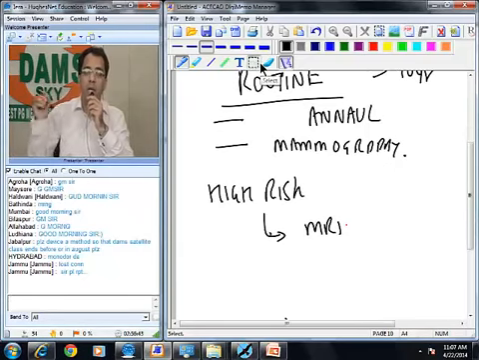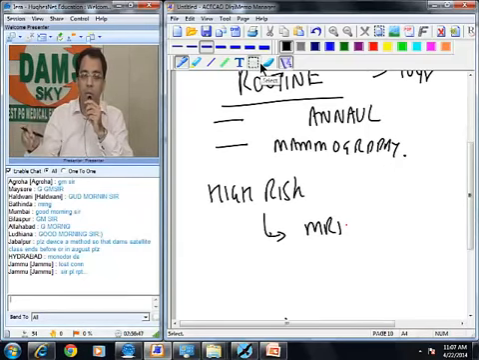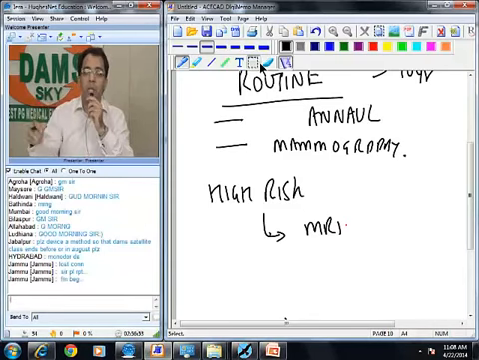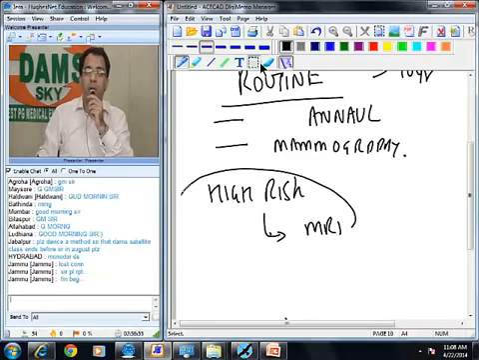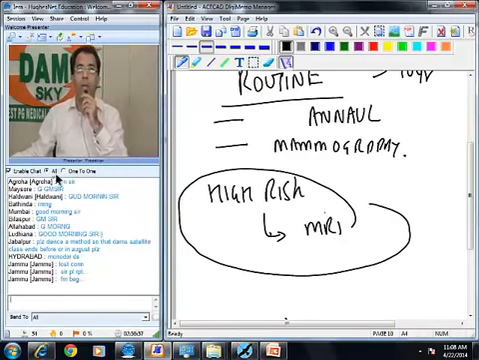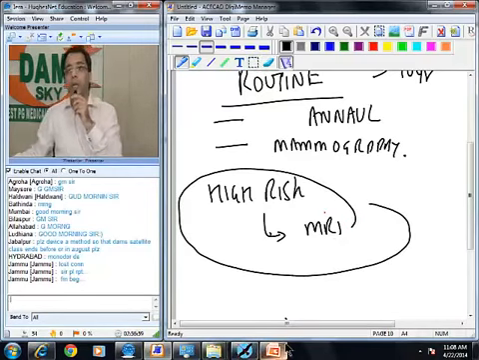But high risk screening is done in females who are genetically predisposed, or can you tell me, who have a family history. Then we will do high risk screening with MRI. Okay. Now let us go back to the first slide again.